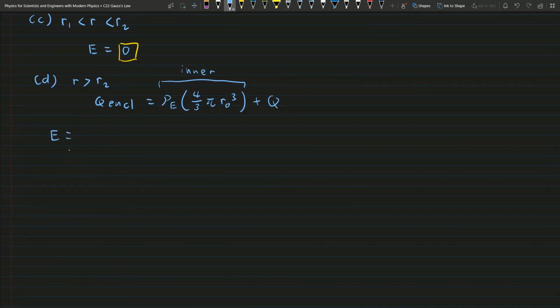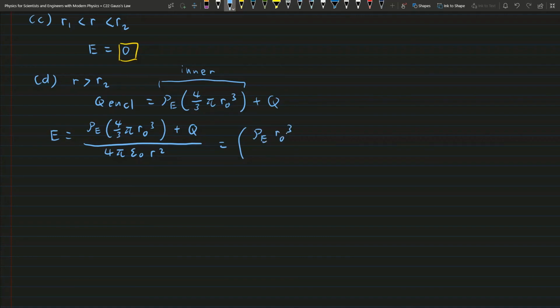Now we substitute back into the equation for our electric field. We will get rho e 4/3 pi R naught cubed plus Q over 4 pi epsilon naught R squared. This is equals to rho e R naught cubed over 3 epsilon naught, plus Q over 4 pi epsilon naught, times 1 over R squared. So this is the answer for D.